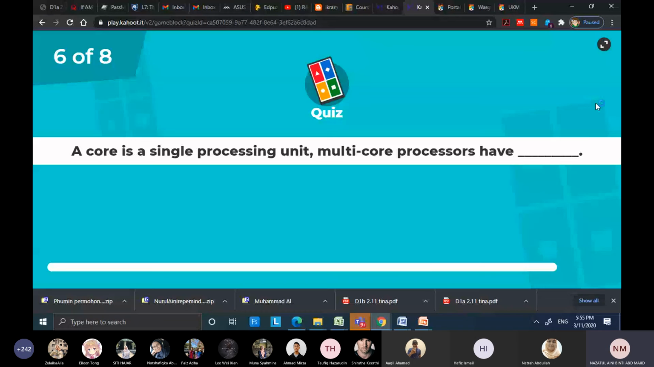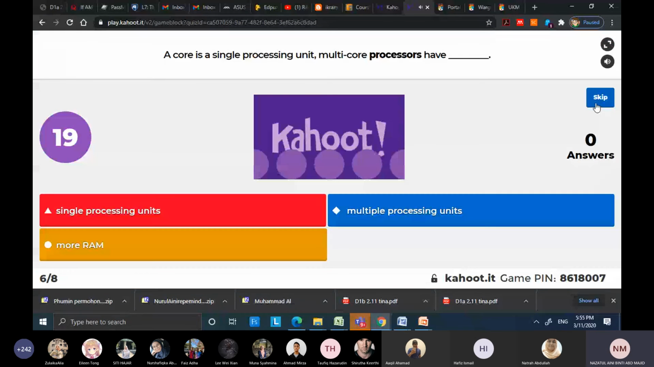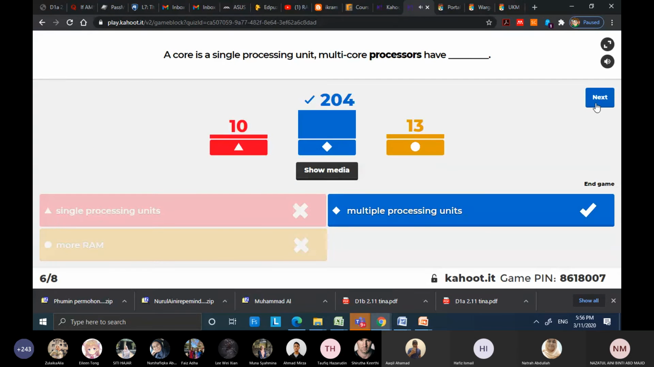A core is a single processor. Multiple processors have single processor. Okay, good. I think you can hear the questions. Okay, a core is a single processing unit. So multi-core is about multiple processing units.